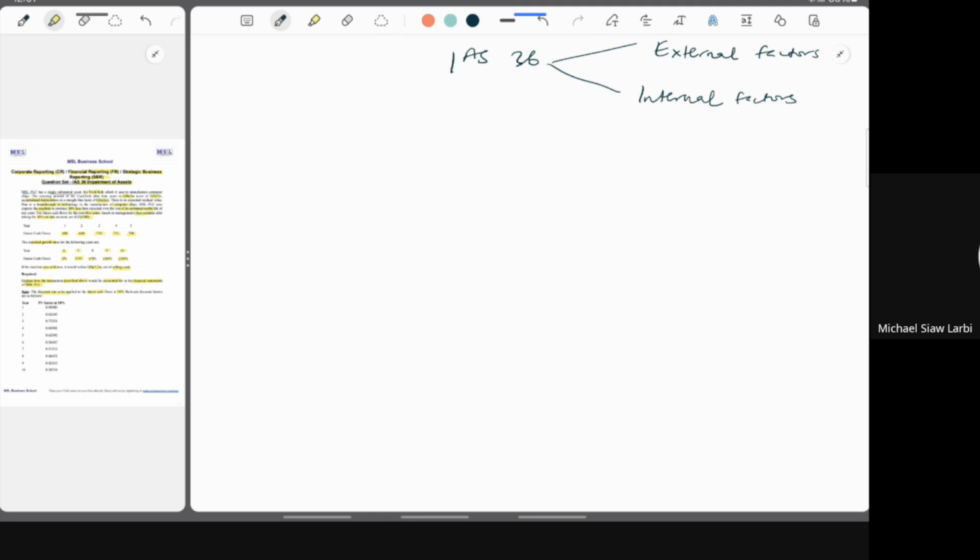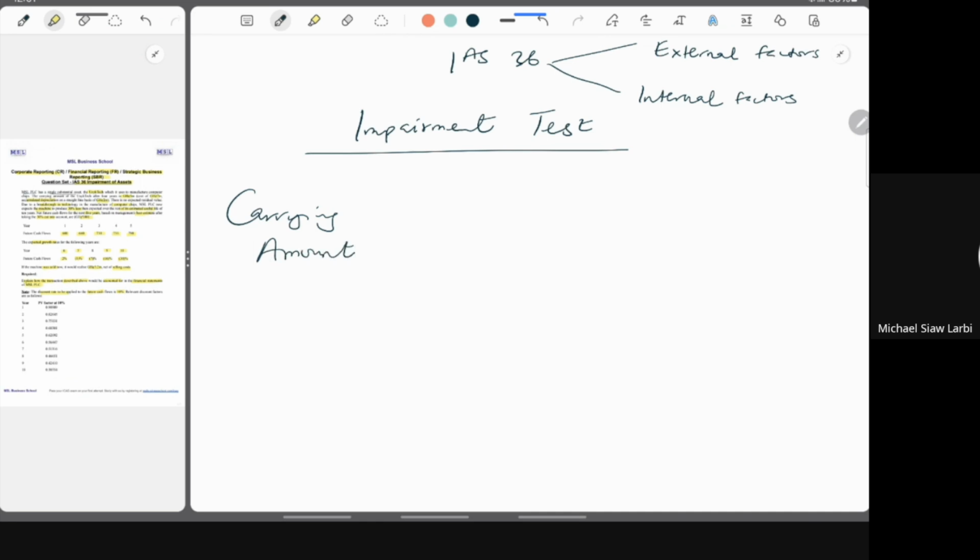So an asset is said to be impaired. So this is the impairment test, your impairment test. So an asset is said to be impaired if the asset's carrying amount, right, is greater than the asset's recoverable amount.